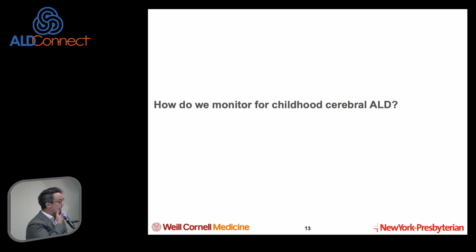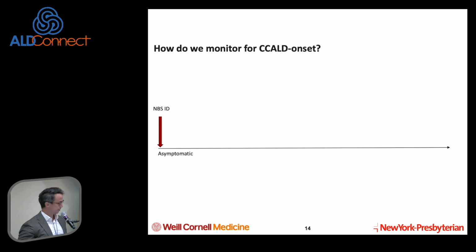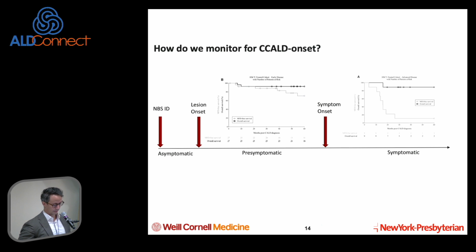So the question is, how do we go about monitoring for cerebral ALD? This is the natural history as we know it. Hopefully, with the work of all the advocacy groups here, newborn screening will be instituted across the country. But we find a newborn screening kid. We know that there is lesion onset before there's symptom onset, and then at some point symptoms develop. And so we have a presymptomatic time period, we have a symptomatic time period, and we know, going back to those survivor curves, that when you intervene determines how well you'll do.